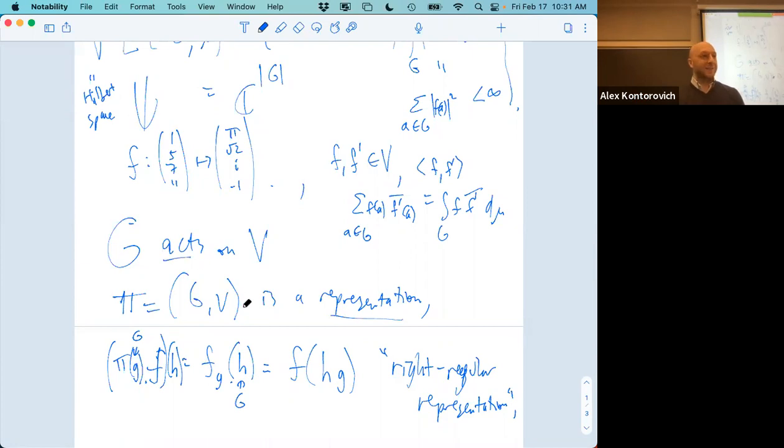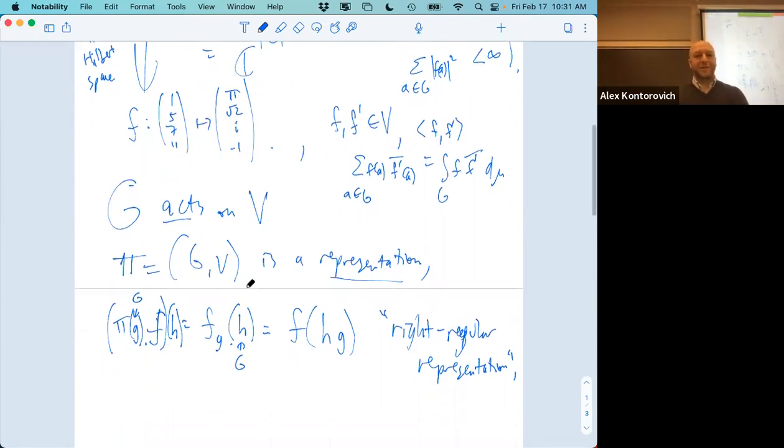What does it mean to act on something? What I want, in other words, i.e., for all G in G, we get something called pi G or rho G, whatever. Pi G is an element of the automorphism group of V. And maybe we want this representation to be unitary. So then it's an isometry of V.